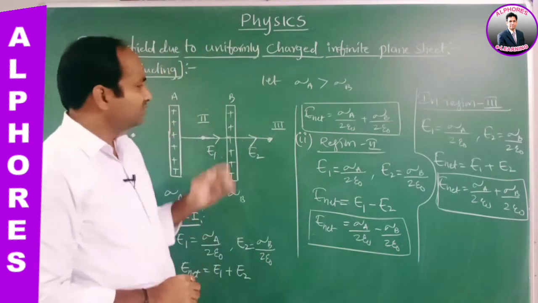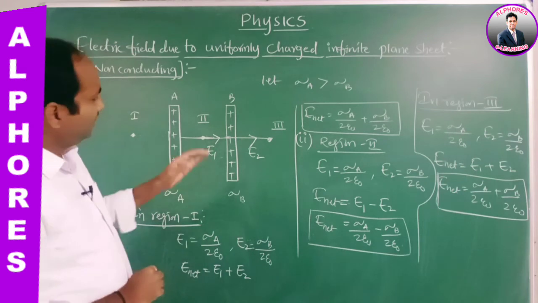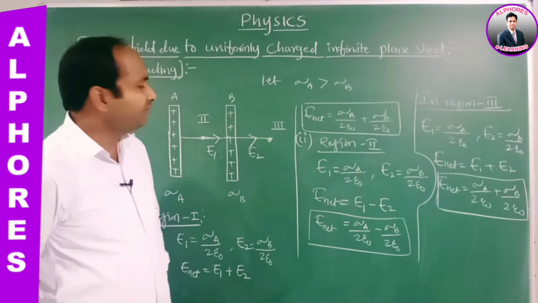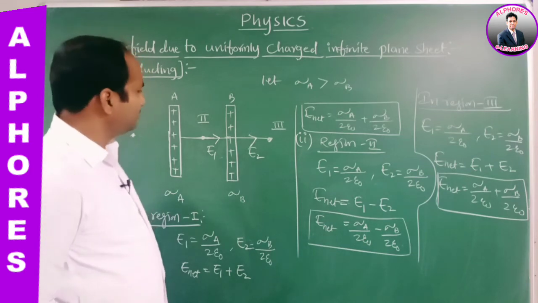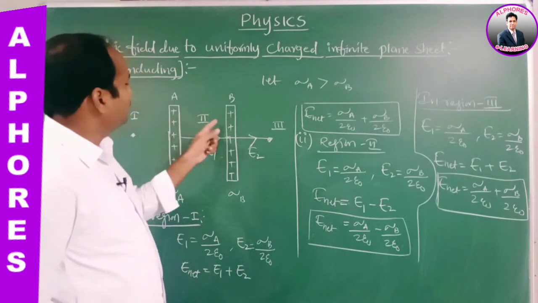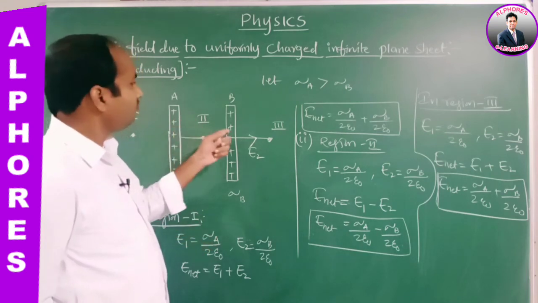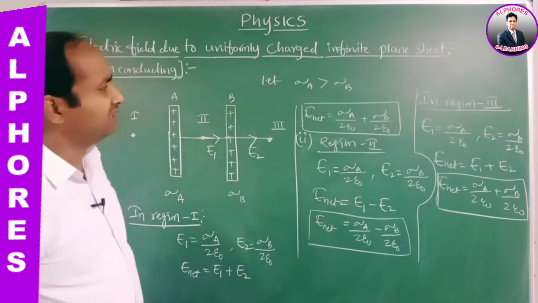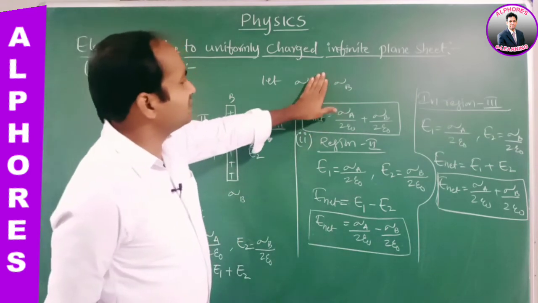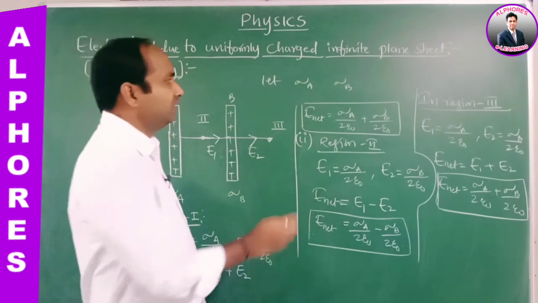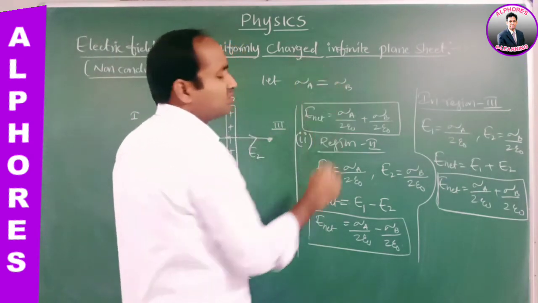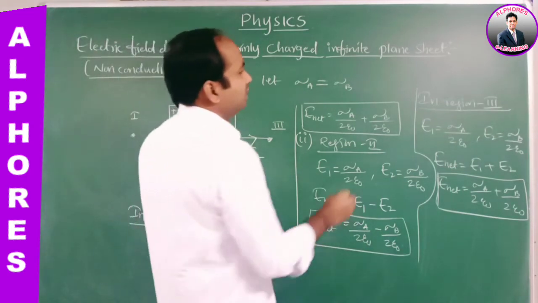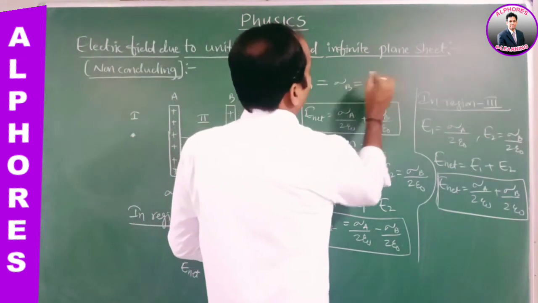Now let us consider, instead of these two different surface charge densities, that these two plates are given equal surface charge density. What happens here? You may write sigma A is equal to sigma B. If sigma A is equal to sigma B, let us take the common term as sigma.